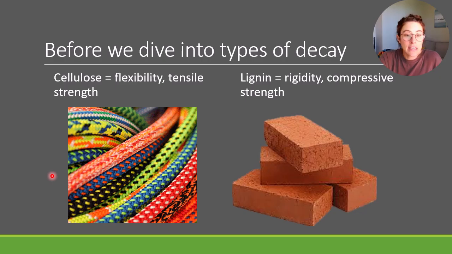Again, needing both. Typically when we're talking about cellulose, it's mostly within the outer and inner layers of the cell wall, and then lignin is kind of wrapped up around in between it. And this will come into play when we talk about how they're degraded. But always remember, cellulose is ropes, good for tensile strength. Lignin is bricks, good for compressive strength. So let's talk about white rot a little bit more in depth.